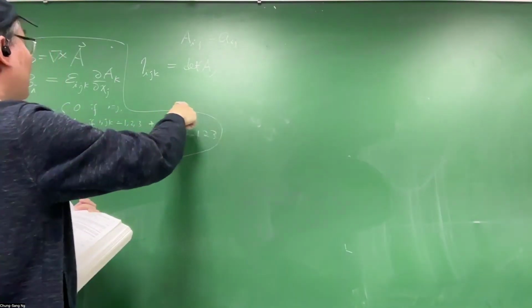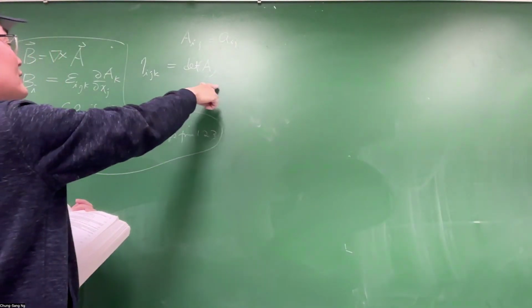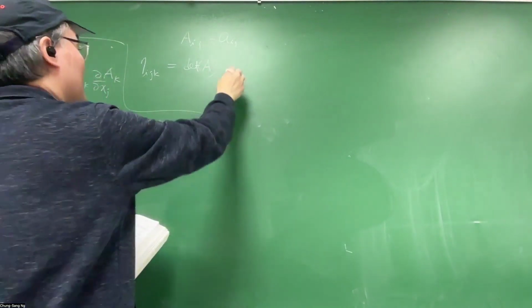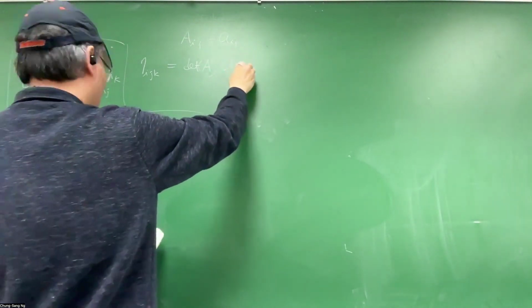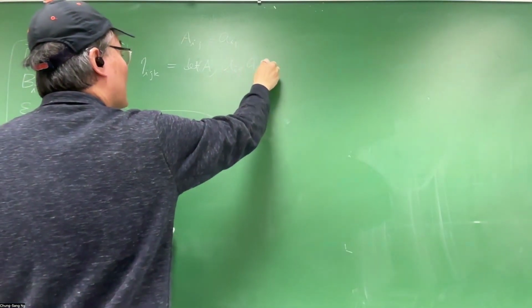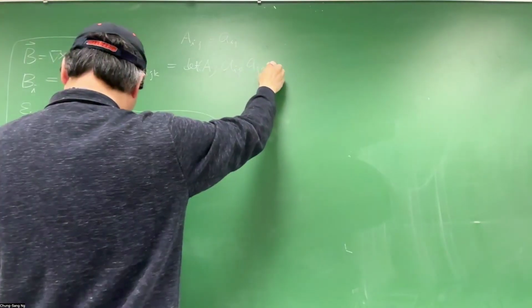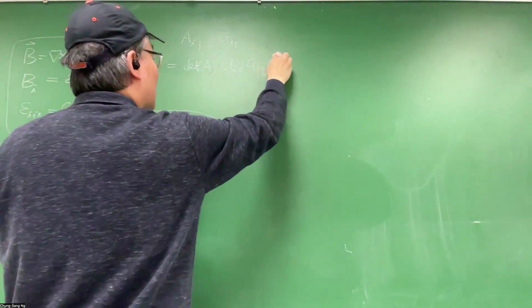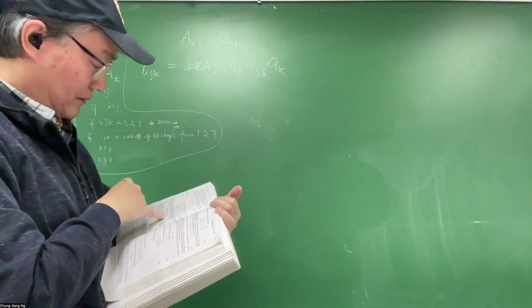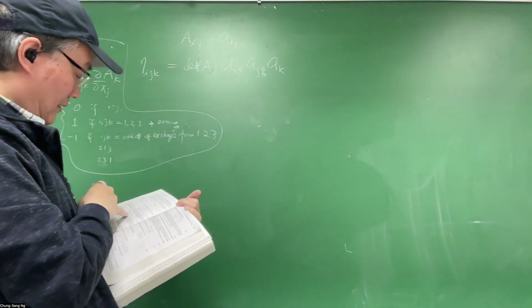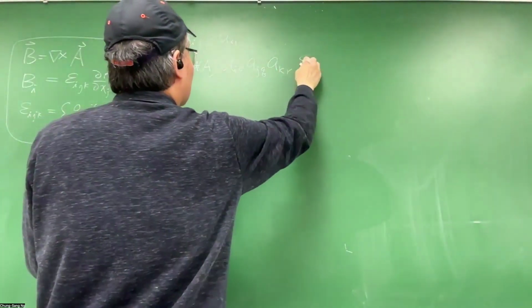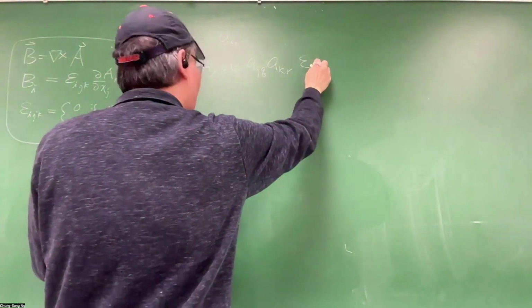If you transform it according to the pseudo-tensor transformation, it should equal a_ip a_jq a_kr, times the determinant, times epsilon_pqr.